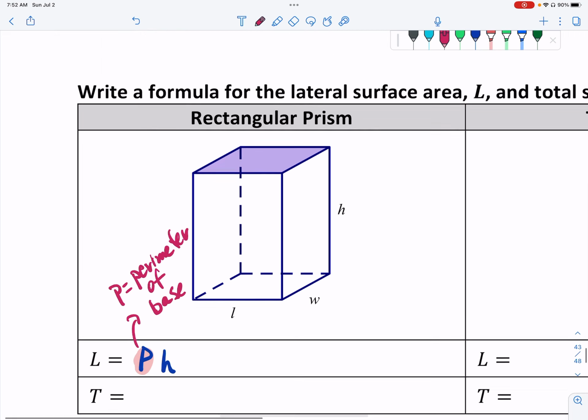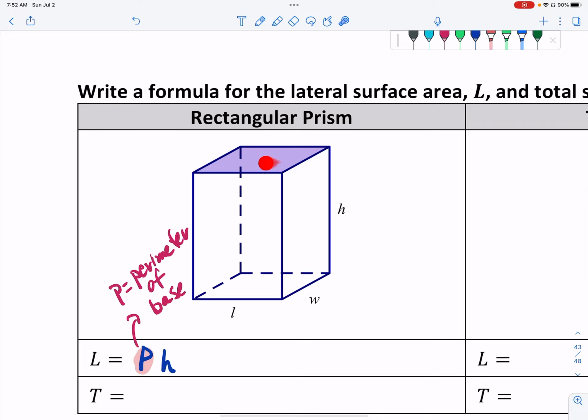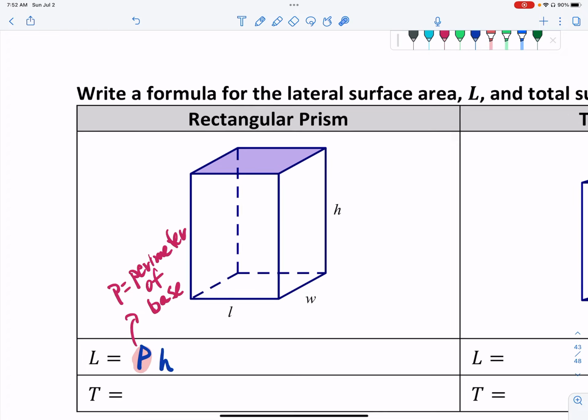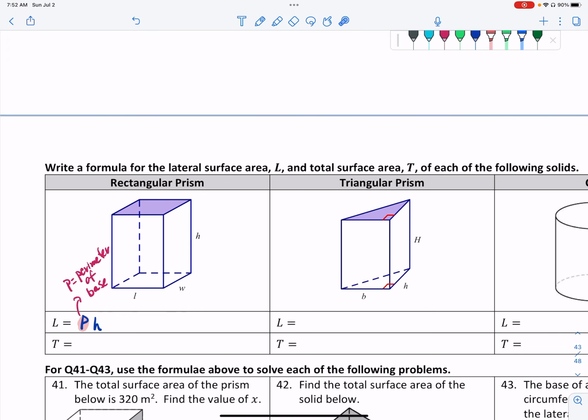There we go. So in this case, of course, the base is the purple rectangle that's right there. Now for the total surface area, what we did is we basically found all of the rectangles that surround the base. So the only thing that's left for the total surface area is to add in the two bases. And the two bases are going to be a length times a width in this case.